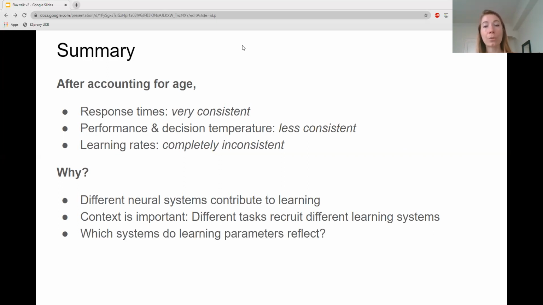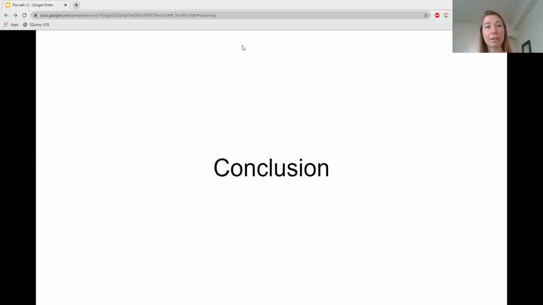The next question is, of course, which learning systems did each of our tasks recruit? To get at this, we looked at what behaviors each learning rate parameter captured, but I need to refer you to our preprint for details.